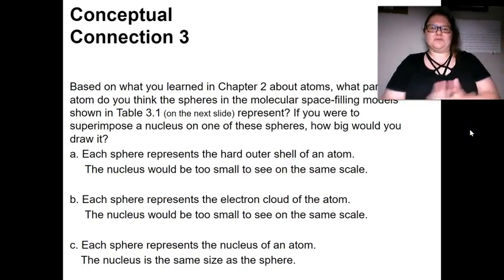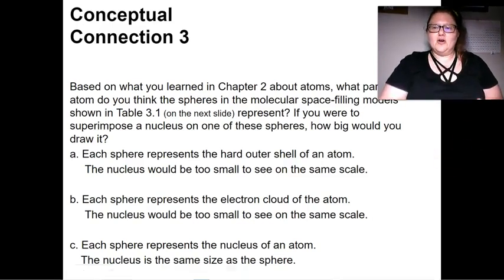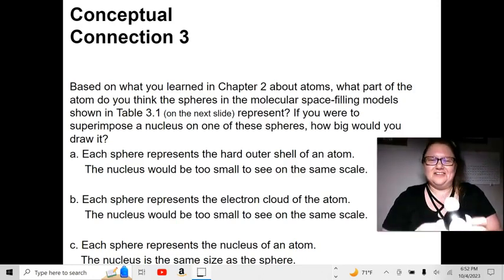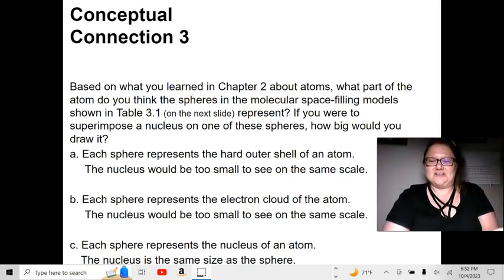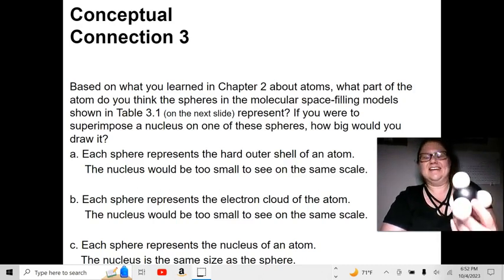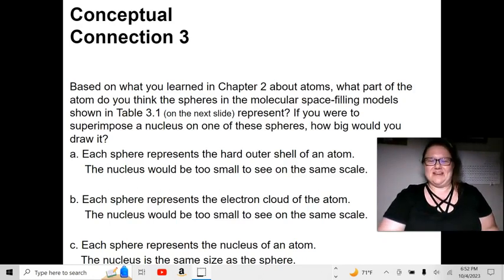All right, here's Conceptual Connection number 3. Based on what you learned in the previous chapter about atoms, what part of the atom, I gave this away already, do you think the spheres in the molecular space filling models shown in Table 3.1, which is the next slide here, represent? If you were to superimpose a nucleus on one of these spheres, how big would you draw it? So if you were paying attention, you would be able to answer this correctly. Take a minute, see what you think. Come on back.